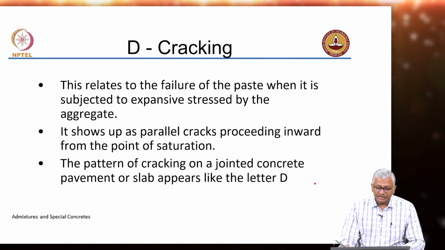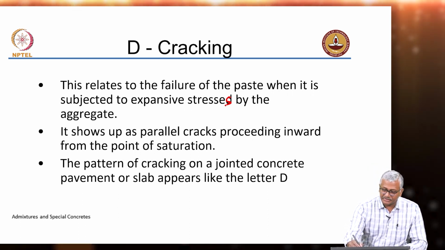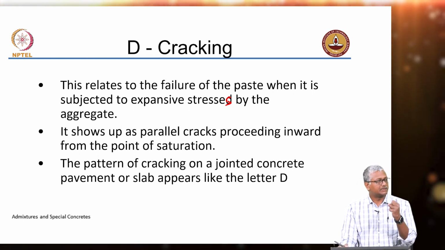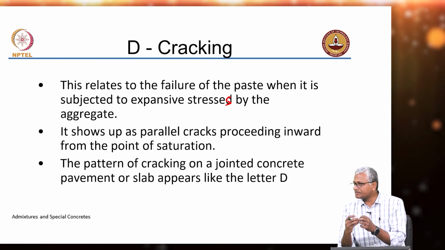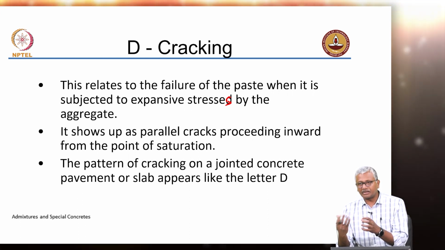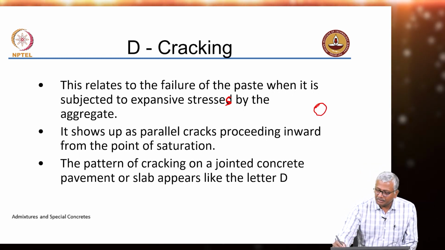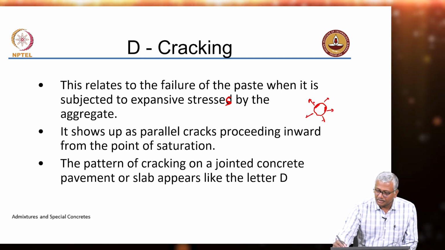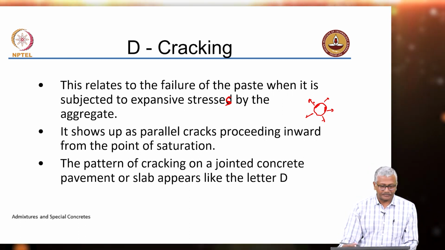D-cracking is related to failure of the paste when it is subjected to expansive stresses by the aggregate. Now, certain aggregates may absorb moisture, depending on their porosity levels, and when it converts to ice, it may start expanding within the aggregates. So, the aggregate where the moisture is turning to ice now starts exerting a pressure on the surrounding paste and leads to cracking in the paste.